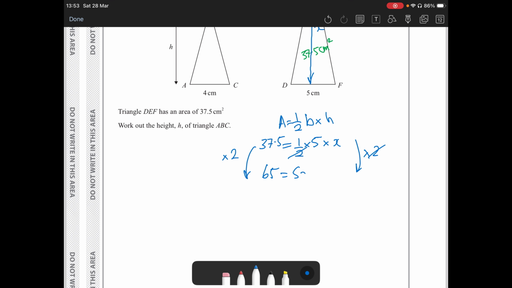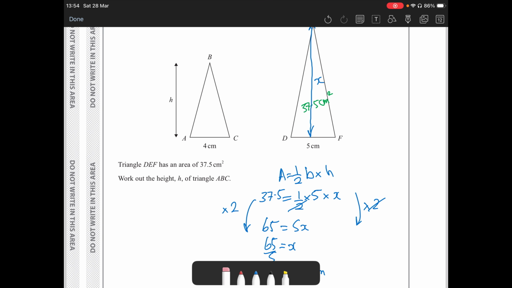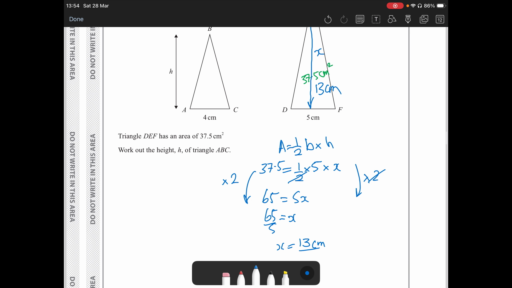So 5x is 65, divide by 5, which gives you, how many 5s in 65? 13. Okay, the height of the big triangle is 13 centimeters. I can add that up here. I'll leave X there just for people who don't know, but look, cool.